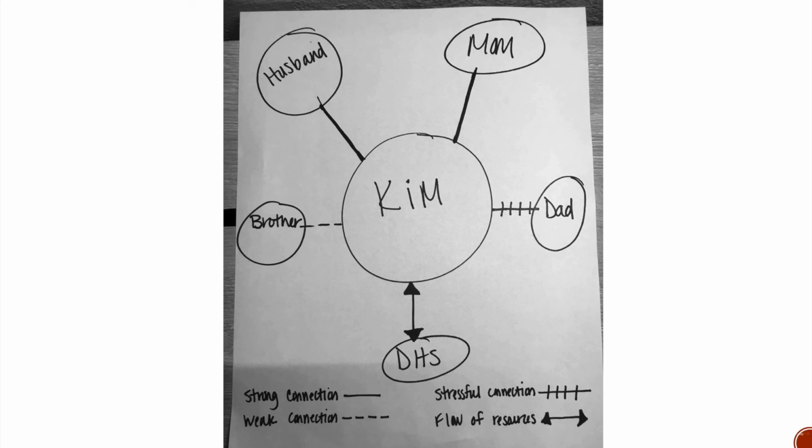That is a stressful connection. Again, you can look at the key and tell it has a line with lines going through it. And then DHS, you have that flow of resources. Kim is a consumer of DHS, and DHS provides the product. So that relationship goes back and forth. And with the brother, there's that weak connection to the left. You see the dots. It's not strong. It's not solid.